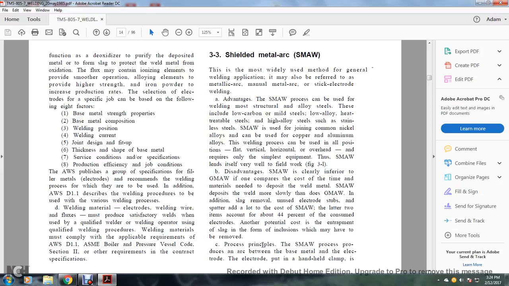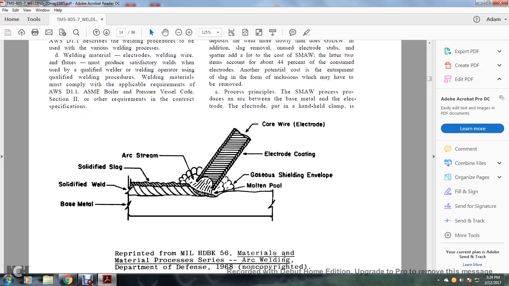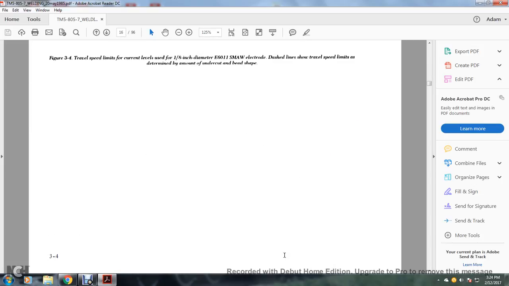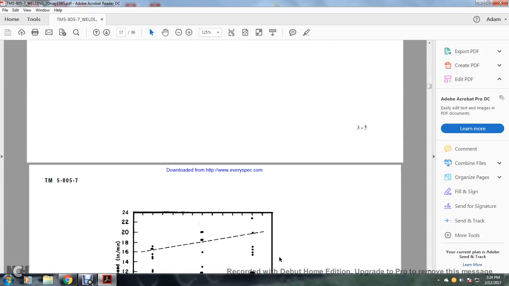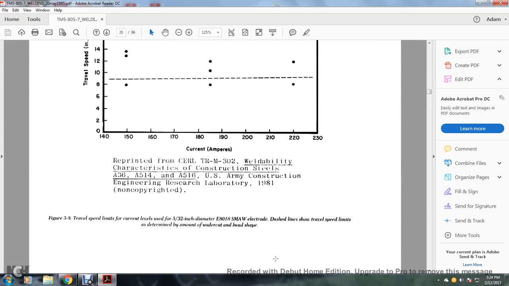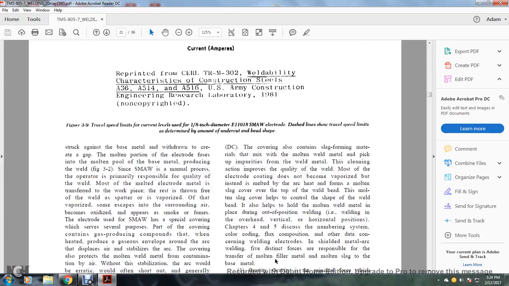See processes and principles. The shielded metal arc welding process procedure is between the base metal and the electrode. The electrode put into the handheld clamp is struck against the base metal to create a gap. We're going to go over these pictures as soon as I read the rest of that paragraph.